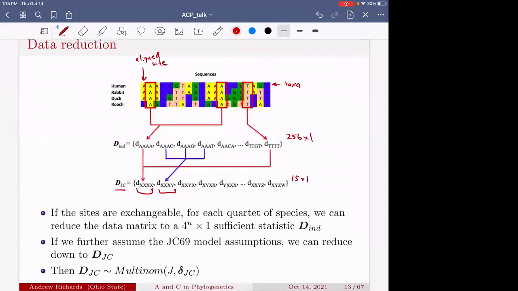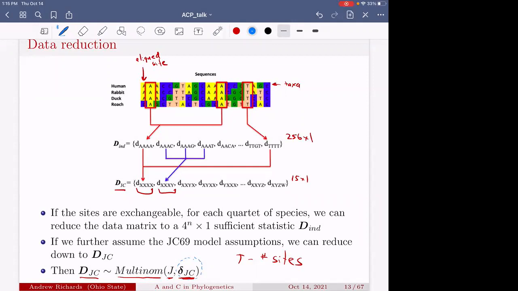And given these assumptions, this 15 by 1 vector is multinomially distributed given the total number of sites J. So J is our number of sites, and then this 15 by 1 vector of site pattern probabilities. And so our goal really is to infer this first off, this vector of site pattern probabilities. And once we have that, then we can do inference on the topology and things like that.